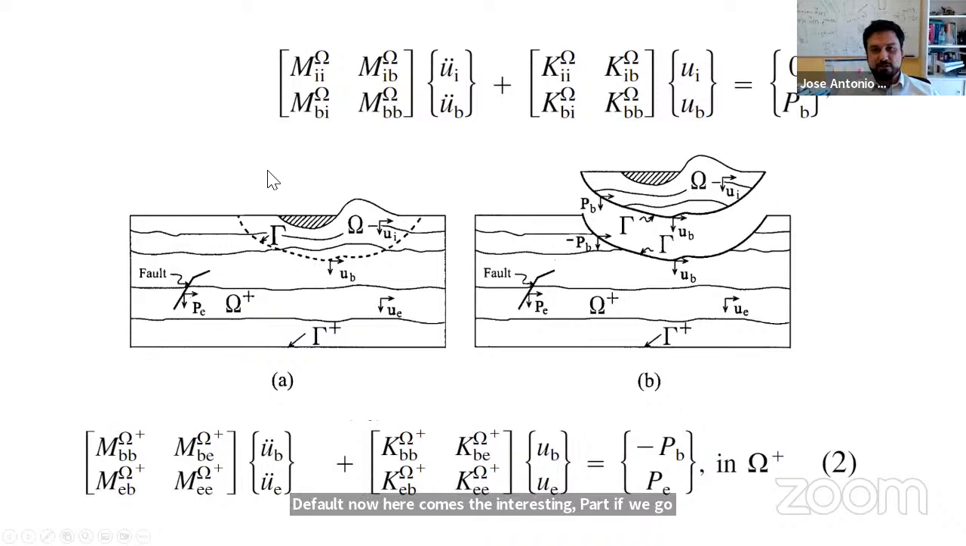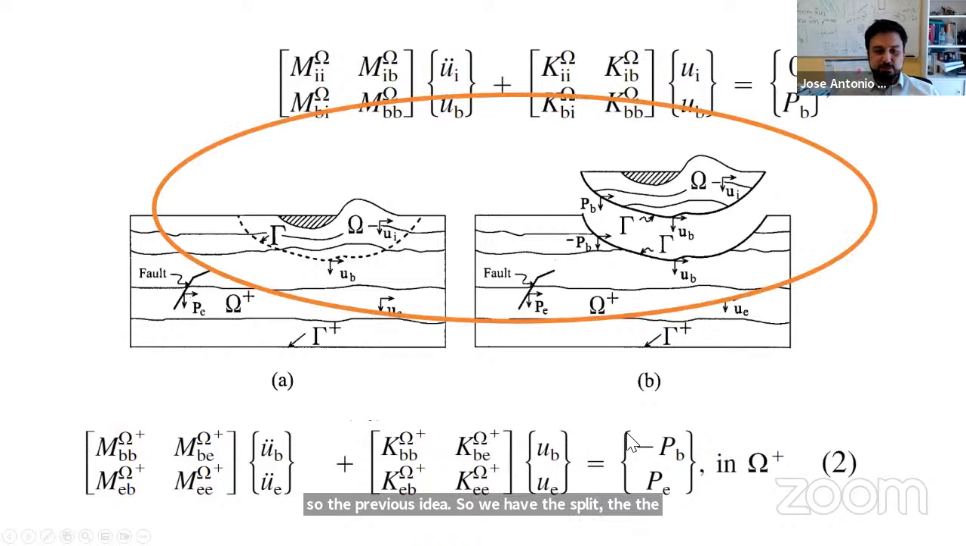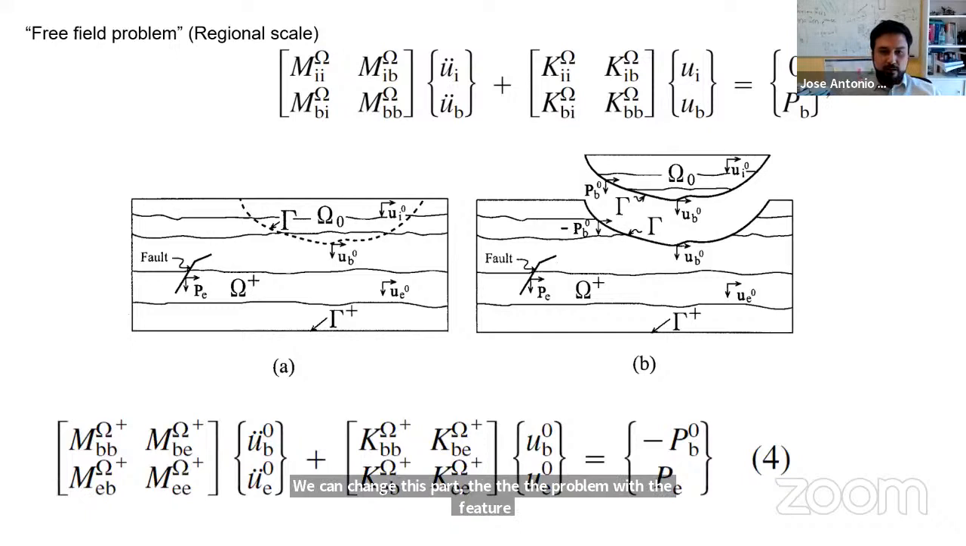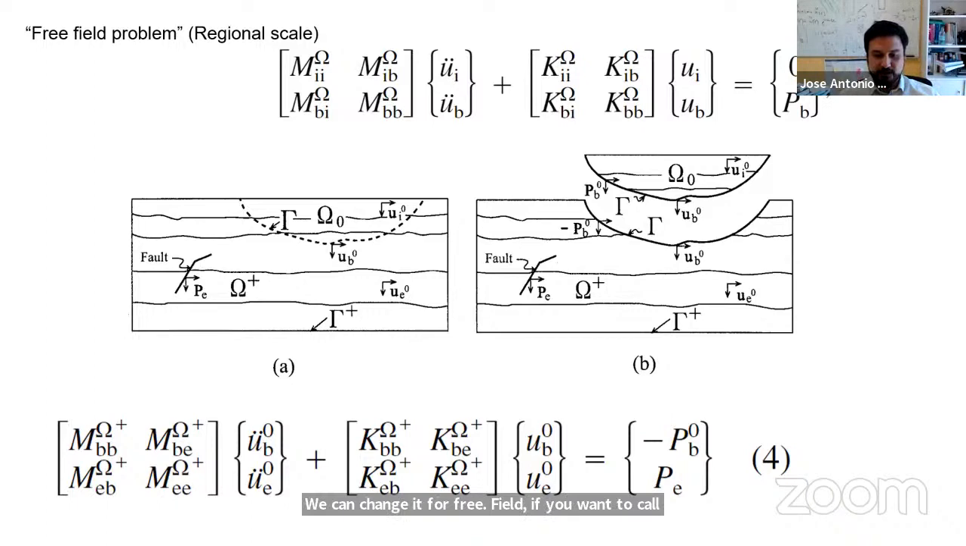so we have the split, the interior domain and the exterior domain, we can change this part, the problem with the feature, we can change it for a free field model, if you want to call it, which does not contain the feature. So it's basically a flat domain, right? And the difference between here and here, you might see the superscript zero at the degrees of freedom. And you have some boundary forces zero.